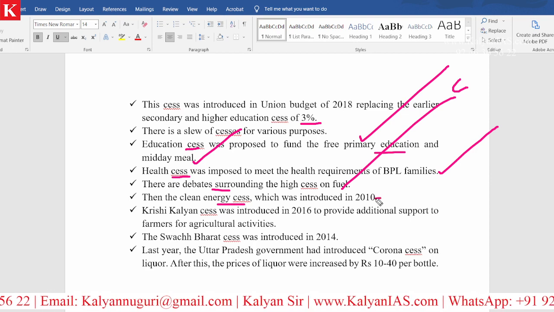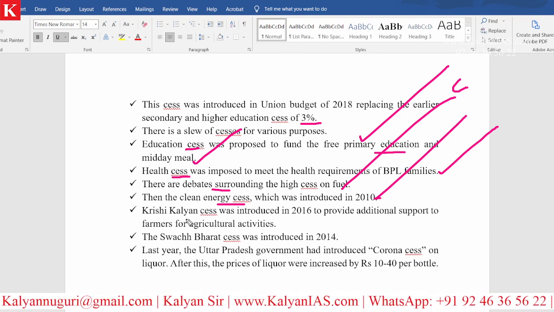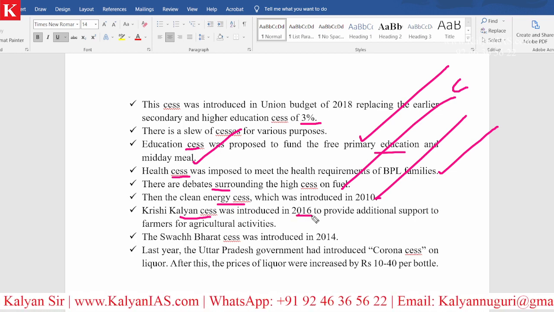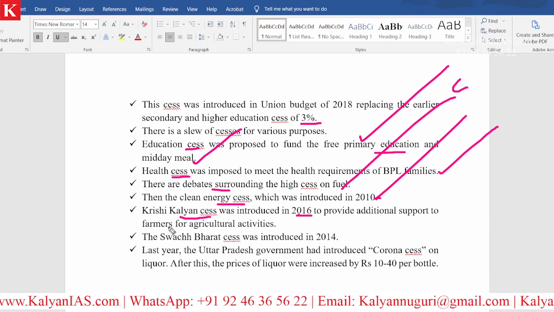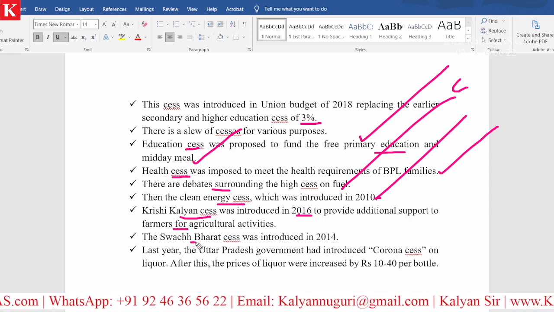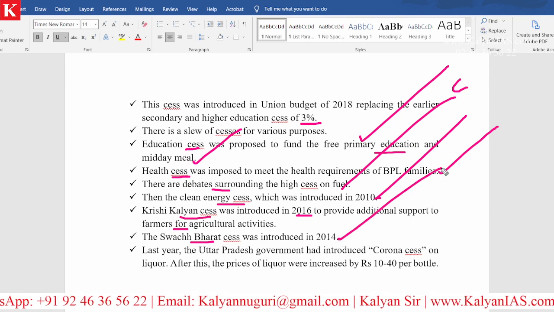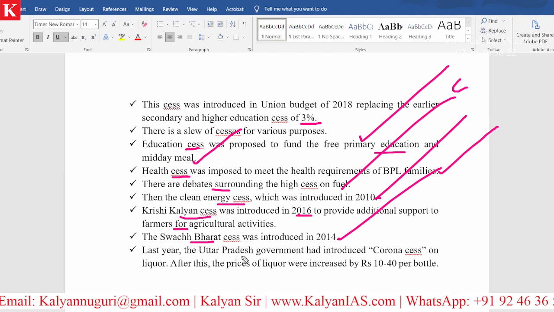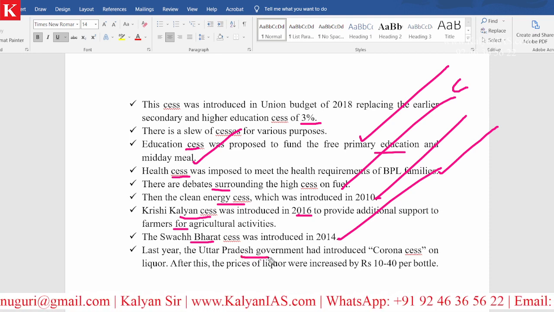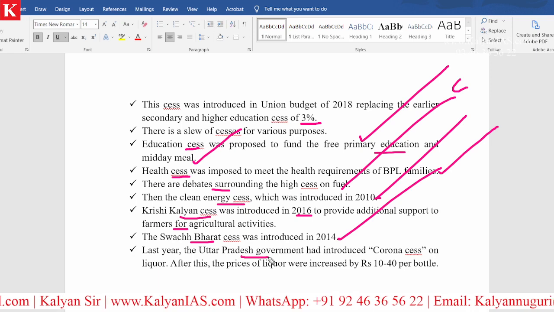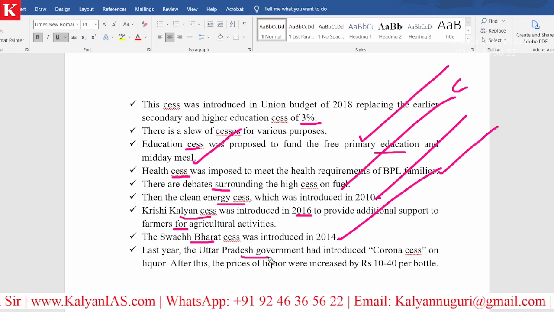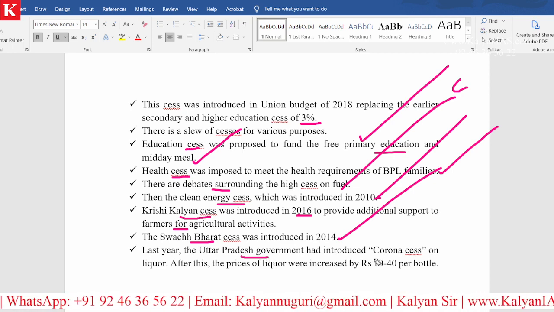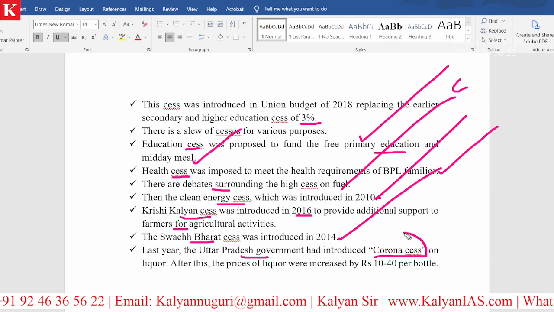Clean energy cess was introduced in 2010. Krishi Kalyan Cess was introduced in the year 2016 for providing additional support to the farmers. Swachh Bharat Cess was introduced in the year 2014. Similarly, state governments can also impose cesses. For example, during the corona time, in order to meet the financial requirements for the welfare of the people, the Uttar Pradesh government introduced Corona cess.